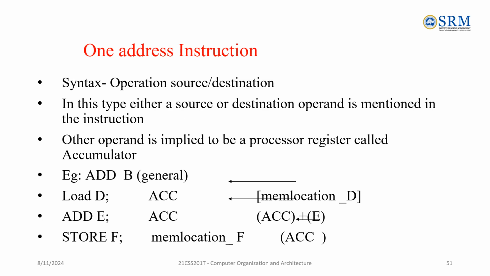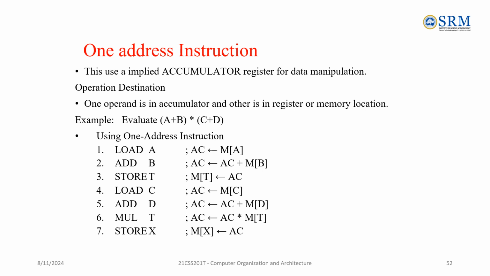So in one address instruction, operation and source or destination is given. It will be something like add B, load D, add E. The other location, see, in add D, what will D be added to? That is the contents of the accumulator. Likewise, when I say add E, E is added to the content of the accumulator. So in one address instruction, always one location will be the accumulator.